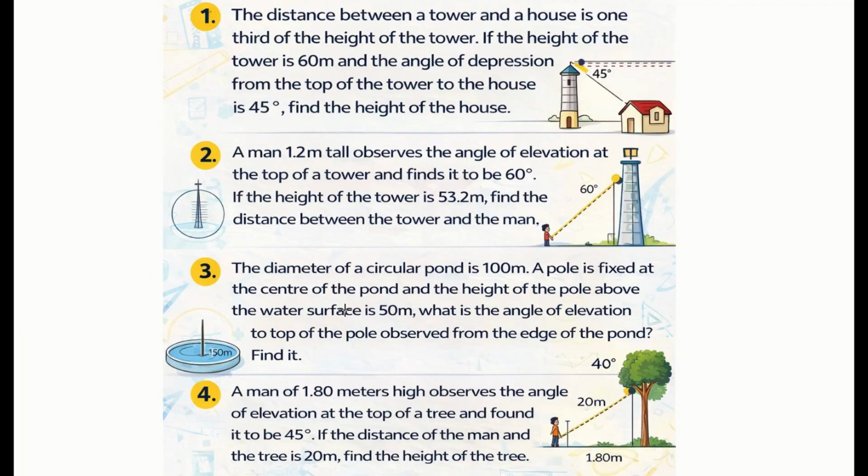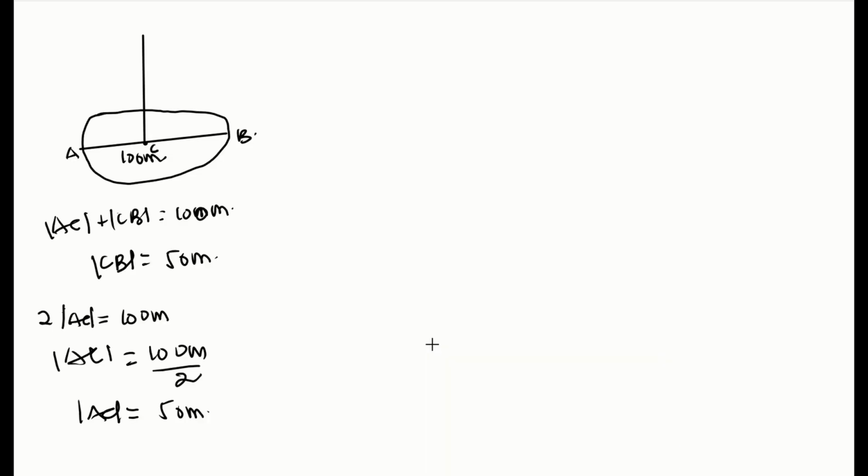Okay, a pole is fixed at the center of the pond and the height of the pole above the water surface is 50 meters. What is the angle of elevation to the top of the pole? So the height of our pole here is 50 meters, and here as well, the length AC is also 50 meters, just from here up to here. Now we are looking at the angle of elevation from the edge of the pond. So we are looking at the angle here.